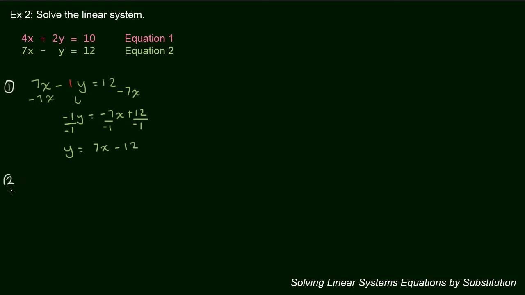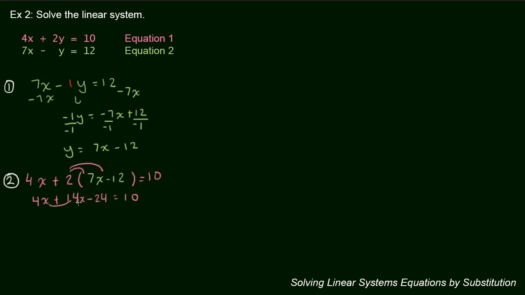Step 2 is to substitute the expression from step 1 into the other equation and solve for the other variable. So what I'm going to do is take this first equation, 4x plus 2, and where y goes, I am going to replace it with 7x minus 12 and solve for x. Start by distributing. I get 4x plus 14x minus 24 equals 10.